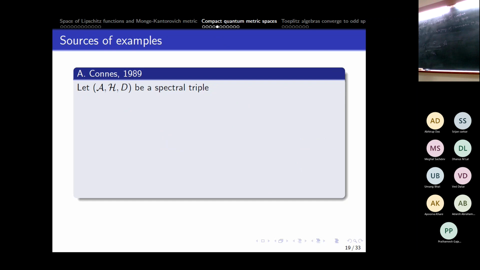In fact, the motivating example for these structures was given by Alain Connes in 1989. So he started with a spectral triple. What is a spectral triple?